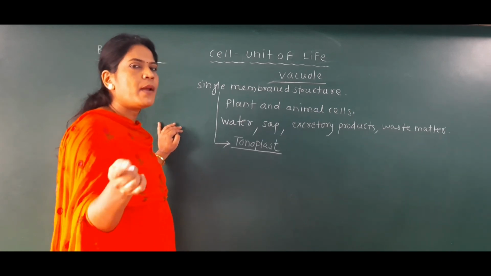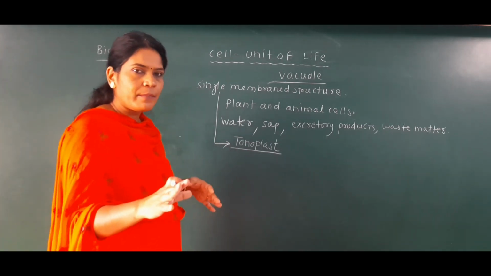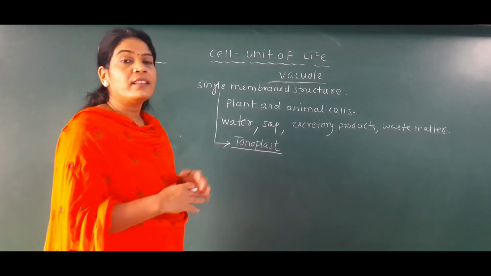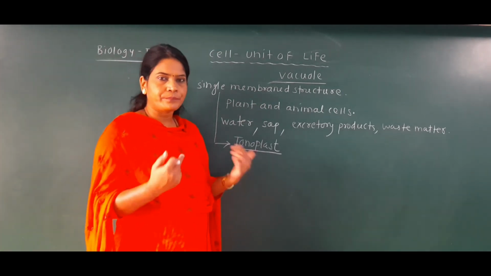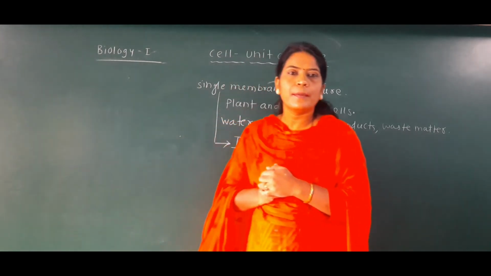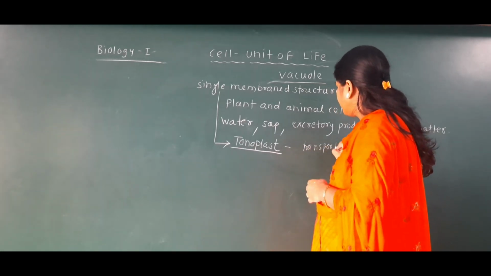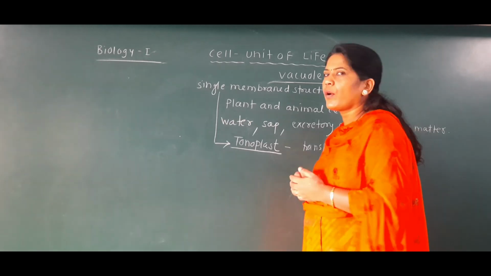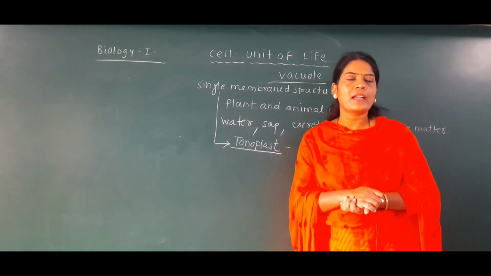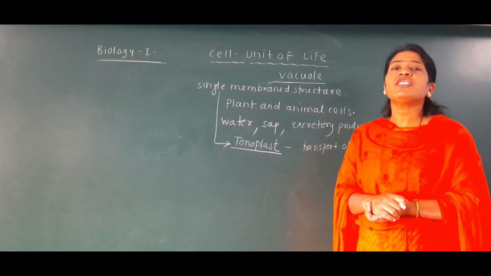What is the name of the single membrane which is present around the vacuole? It is the tonoplast. And the function of this tonoplast is that this single membrane present around the vacuole facilitates the transport. It is responsible for the transport. Which transport is carried out by this tonoplast? So this tonoplast is important for the transport of ions and other molecules against the concentration gradient.